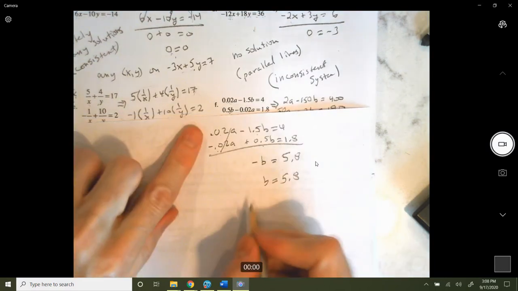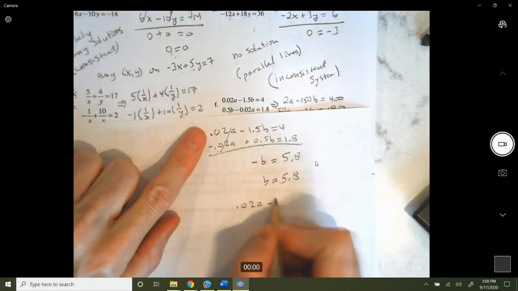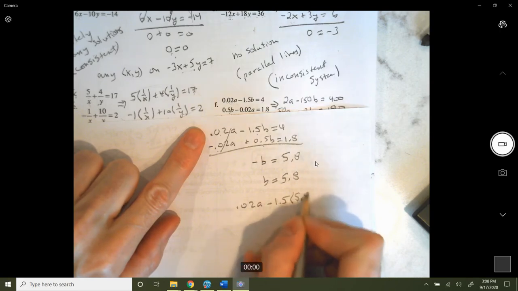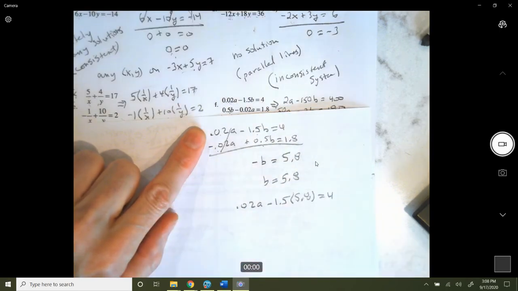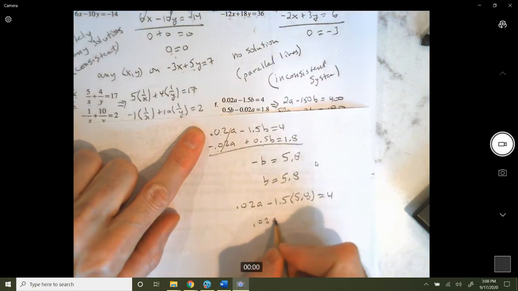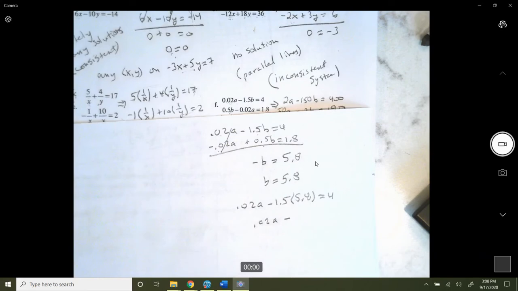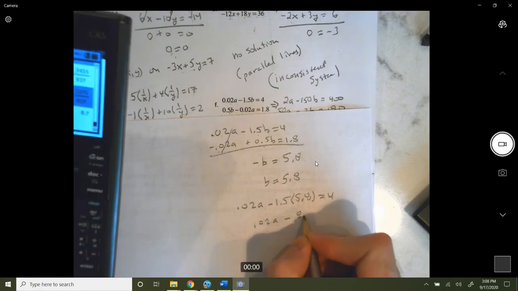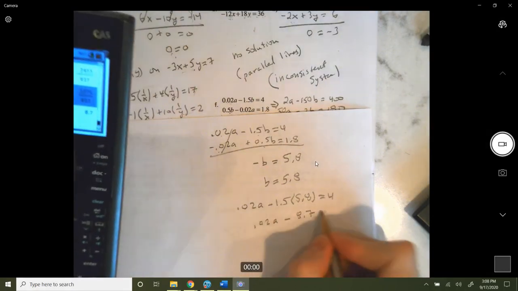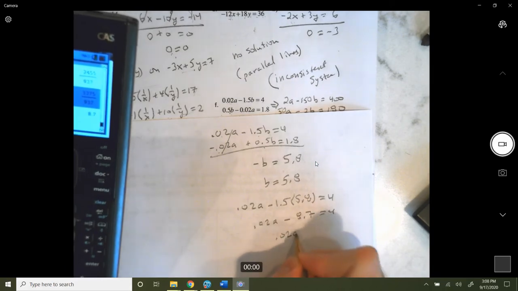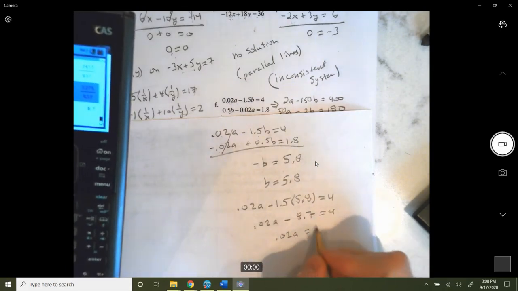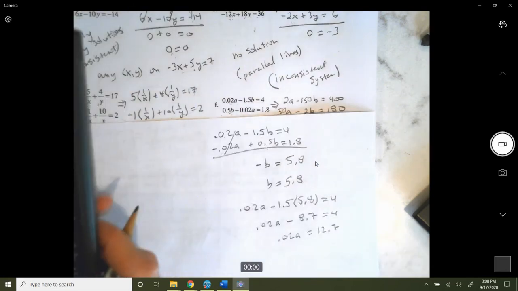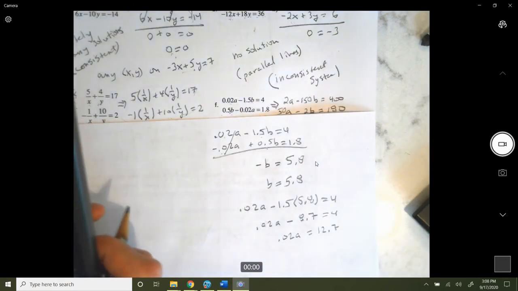Let's go to the first equation. 0.02a minus 1.5 times 5.8 is equal to 4. So 0.02a minus, we can use our calculator here, 1.5 times 5.8 gives you minus 8.7 equals 4. So 0.02a equals 4 plus 8.7, which is 12.7. 12.7 divided by 0.02.